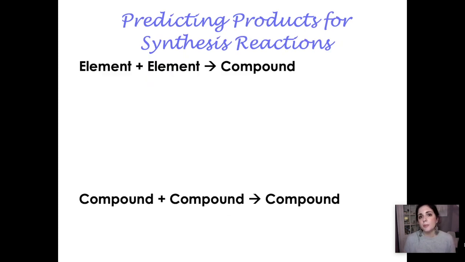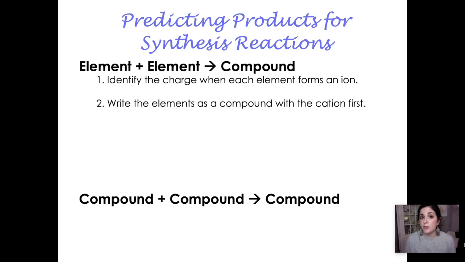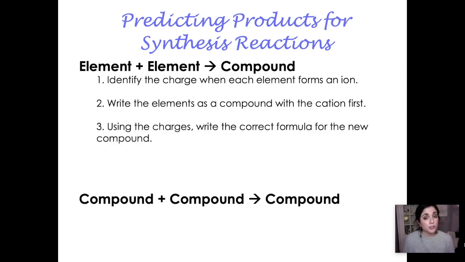And there are some steps to predict the products for a synthesis reaction. Basically, what you need to do is identify the charge when each reactant element forms an ion. Then the cation is always written first in your formula. We've talked about that. The cation is the positively charged ion. You'll switch your charges so you correctly write the formula for the new product. And then, of course, you want to balance that equation. Always double check to make sure it's balanced. So element plus element gives you a compound.